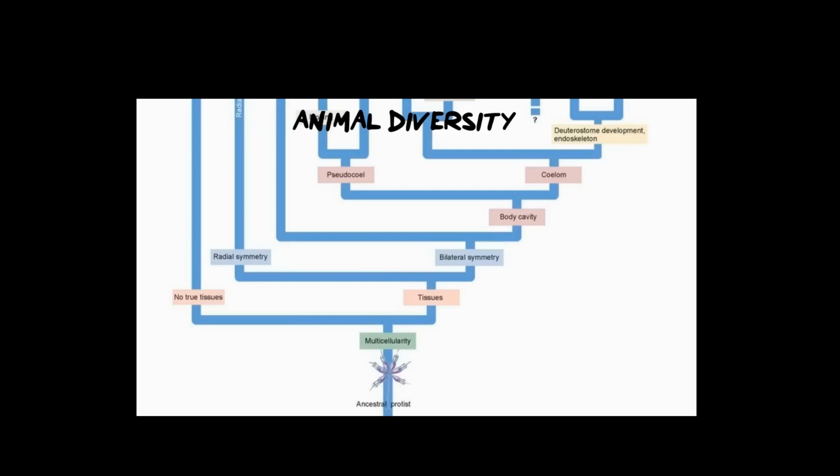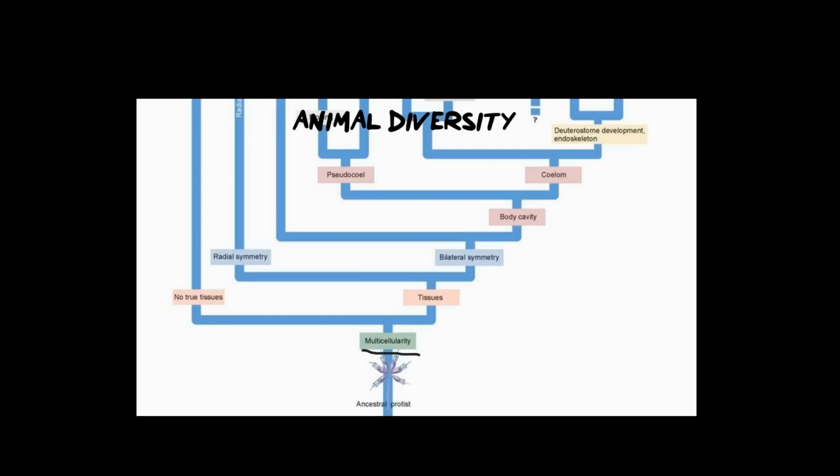And so if we look at the very, very base of this animal diversity tree, we will see that everybody contains a multicellular common ancestor. Now, that multicellular common ancestor probably is something like a protist, and from there outwards, we have all of the animal groups that we see today.